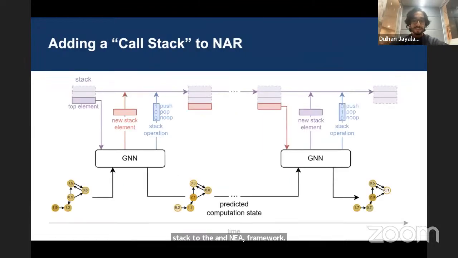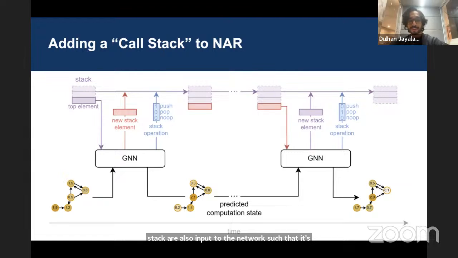So as usual, we have the predicted computation state in the bottom left coming as input to the graph neural network. But instead of just predicting the next computation state, we also predict a stack operation, a push, a pop, or a no-op. If this operation is a push, we take the embeddings in the GNN and push them to a stack. If the operation is a pop, then we take off anything on top of the stack. And if this operation is a no-op, then we do nothing to the stack. And importantly, the embeddings at the top of the stack are also input to the network such that it sees the state of computation that was last pushed.